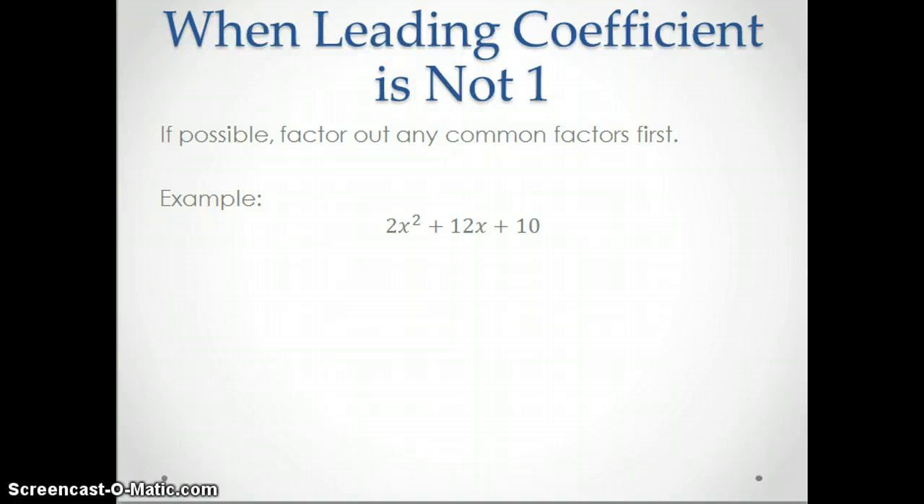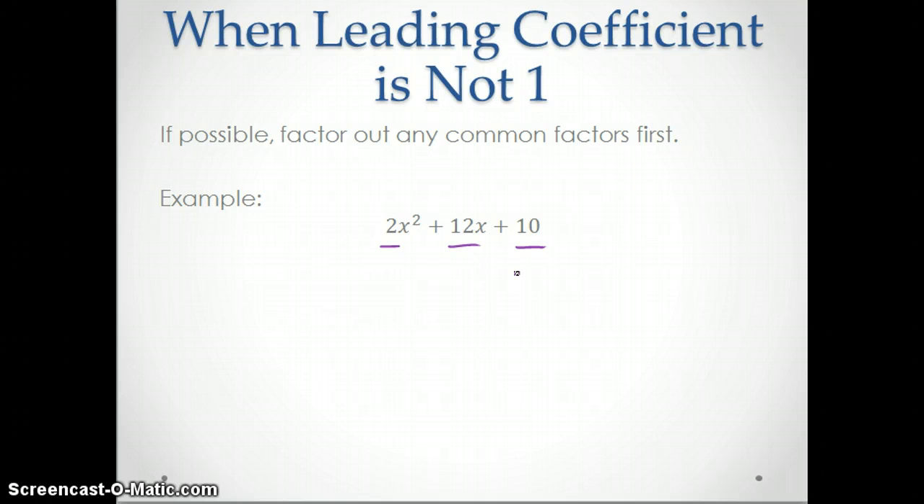So first thing we want to look at, if it's possible, we want to factor out any common factors first. Common factors would be a number that goes into all three terms of our polynomial. And let me grab my pen here. So we want to look at, in this example, is there any number that goes into 2, 12, and 10? And I always start with 2 if they're even numbers.